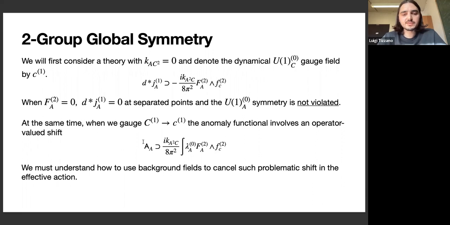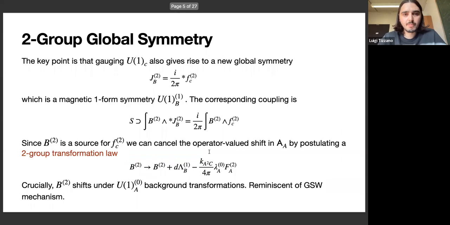And in order to do that, we have to study better what happens to this theory when we gauge the symmetry C. Okay, so the idea is that this anomaly functional written like this is problematic and we want to get rid of it. Okay, but the key point is that when we gauge a symmetry U(1) in 4 dimensions, we should always remember that there's always an emergent global symmetry that we have to take into account. This is a magnetic symmetry. It is a magnetic one-form symmetry, which has a current with 2 legs, and it is related to the star of the dynamical field strength for the U(1) field.